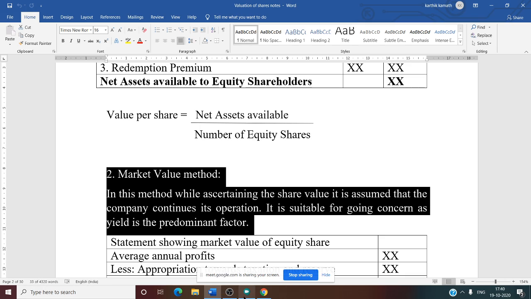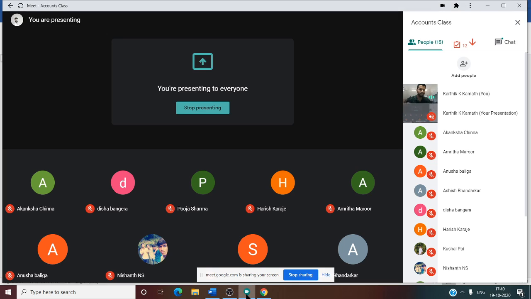In the first method, the net asset method, we calculate only after the company is winding up. That means we have to assume that the company stopped its operation. Then we calculate with the help of net asset. But in the case of the market value method, the company goes on doing its operation. So this is the concept of going concern.